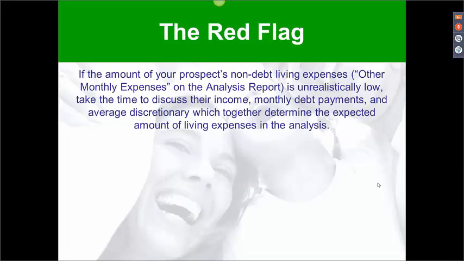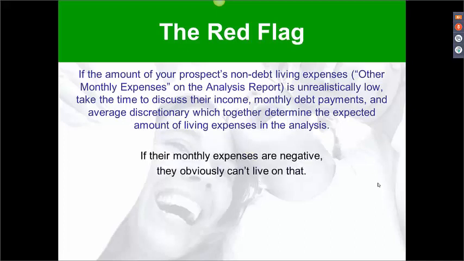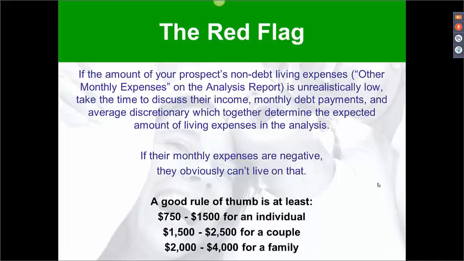Red flags: if the amount of your prospect's non-debt living expenses, other monthly expenses on the analysis report, is unrealistically low, take the time to discuss their income, their monthly debt payments, and average discretionary, which together determine the expected amount of living expenses on the analysis. If their monthly expenses are negative, they obviously cannot live on that. A good rule of thumb is at least $750 to $1,500 for an individual, $1,500 to $2,500 for a couple, $2,000 to $4,000 for a family.